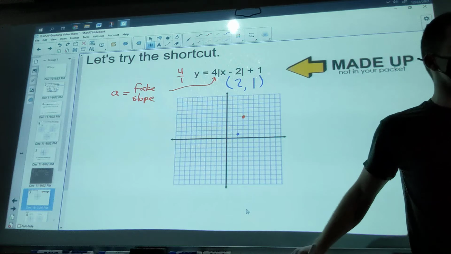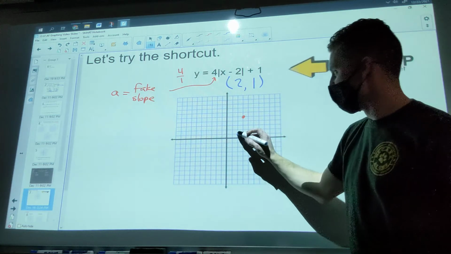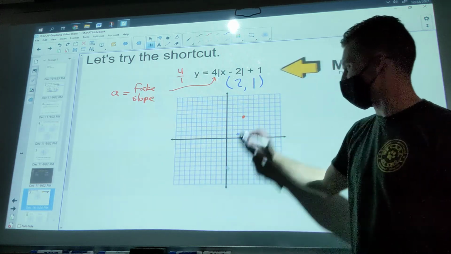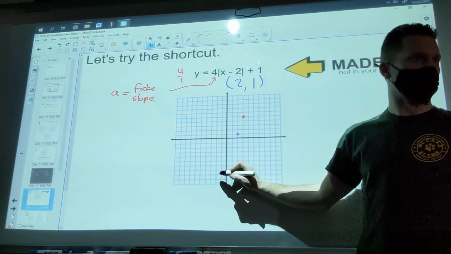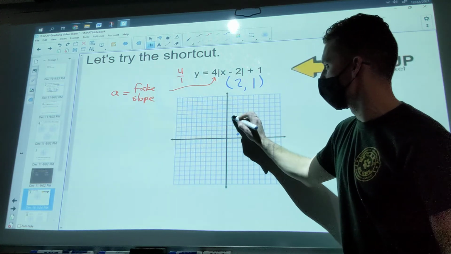Now the reason it is a fake slope is because we can also do negative 4, negative 1, right? Down 4 to the left 1. But that would make a linear equation, and that's not what we're graphing here. We're graphing V's. So you're going to go up 4 to the right 1, and up 4 to the left 1.